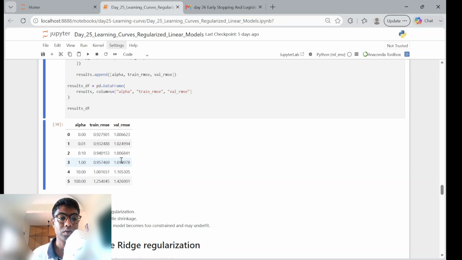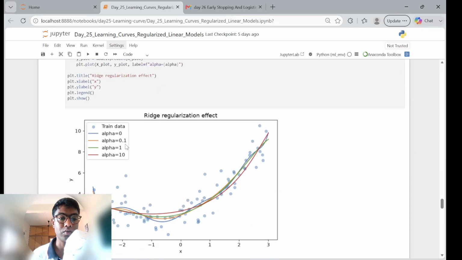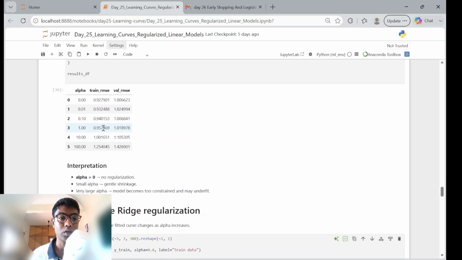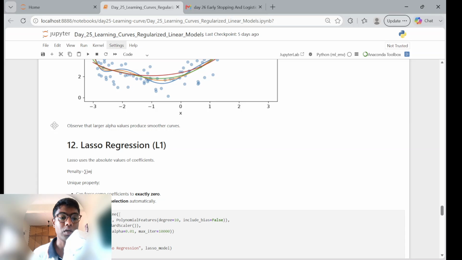Green is around 1, so 1 is somewhere around here, right? So somewhat of a balance. The more the curve bends, again it gives more root mean square error. Okay, so that was about it.